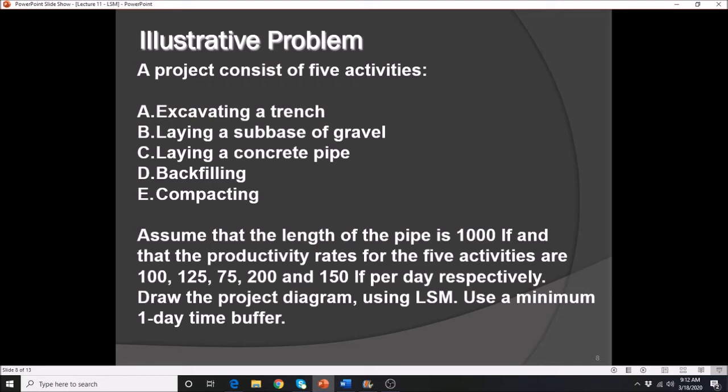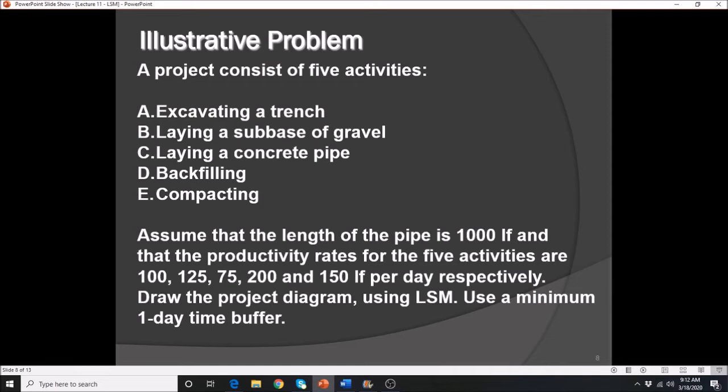All right, so we have a particular problem. It has 5 different activities: excavating a trench, laying a sub-base of gravel, laying a concrete pipe, backfilling, and compacting. You will notice that there is a given quantity, which is 1,000 linear feet, and given productivity rates here: 100 for activity A, 125 linear feet per day for activity B, 75 for your C, 200 for your D, and 150 linear feet per day for the last activity.